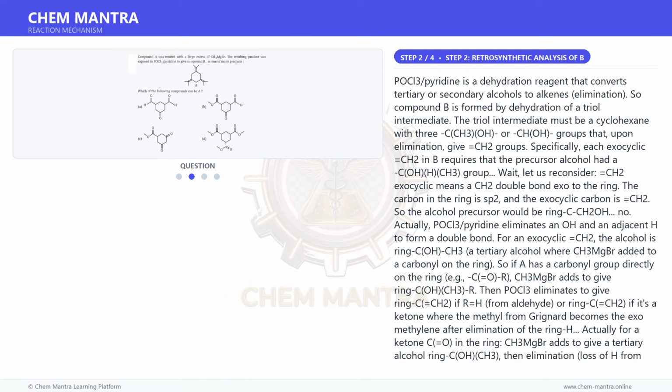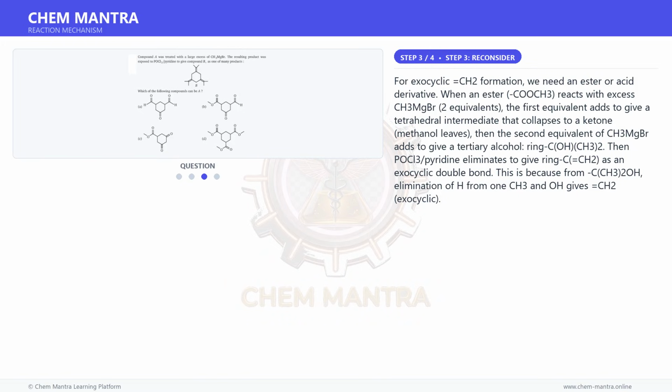Actually, for a ketone C=O in the ring, CH3MgBr adds to give a tertiary alcohol, ring C(OH)CH3, then elimination, loss of H from the adjacent ring carbon and OH, gives an endocyclic alkene, not exocyclic =CH2. Moving on to the next step.